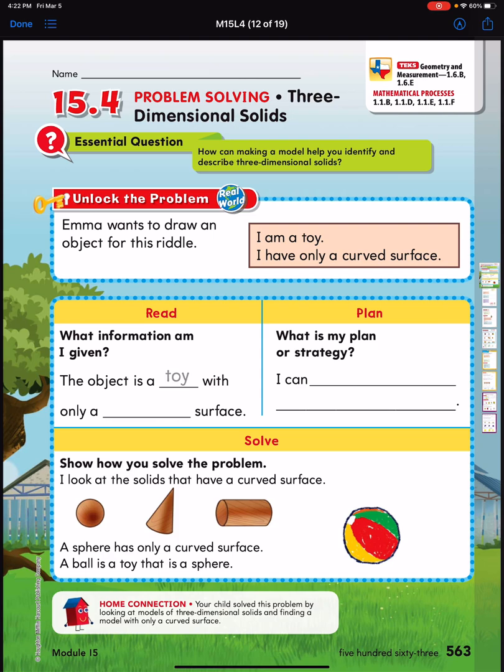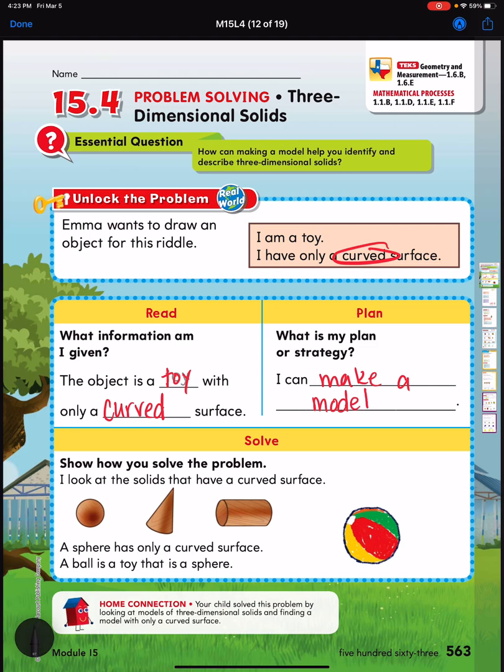So let's break this problem down into the information that we've been given. So the object is a toy. We know it's a toy with only a curved surface. So I know this information. The toy has only a curved surface. What is that plan to figure out what object she wants to draw? Well, let's see. I could make a model. I could make a model by drawing what it is.